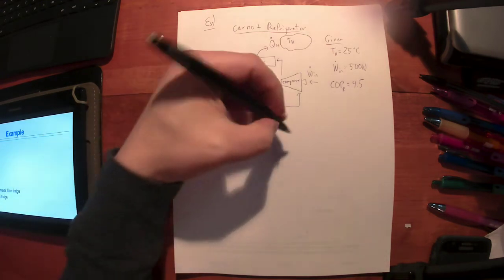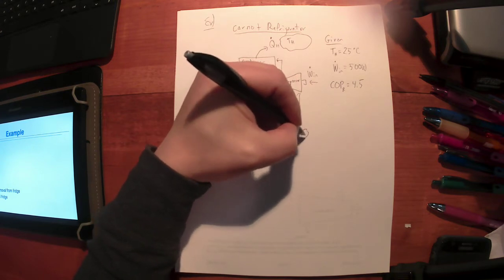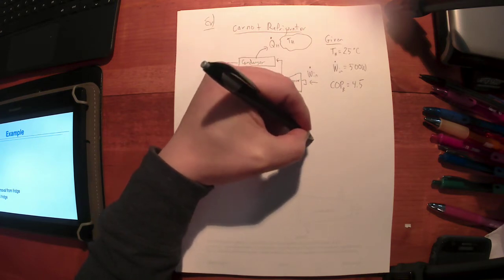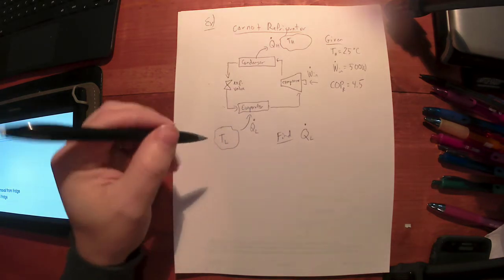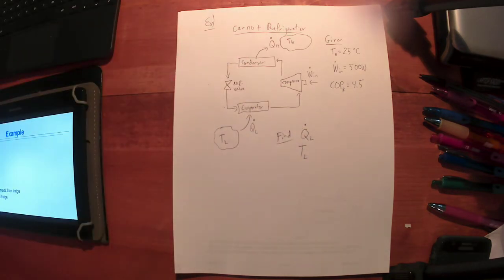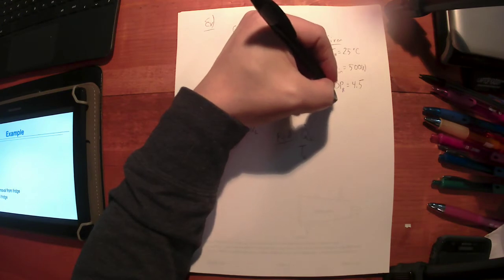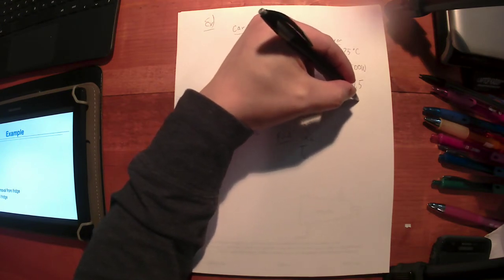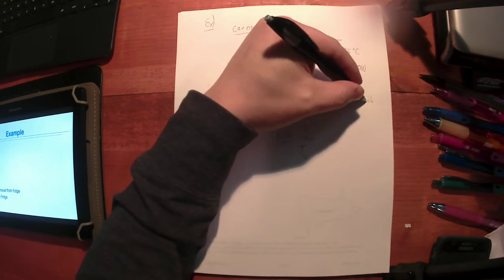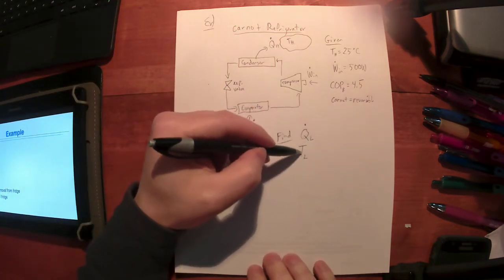And what the problem wants us to find is Q dot L. It says determine the rate at which heat is being removed from the refrigerated space, and then also determine the temperature of the refrigerated space. Okay, well, we can do that. They've also told us that it is Carnot, therefore it is a reversible cycle. So Carnot, by definition, is a reversible cycle. They could tell us it's a reversible refrigerator and get the same result. So we want to find this Q dot L and TL.